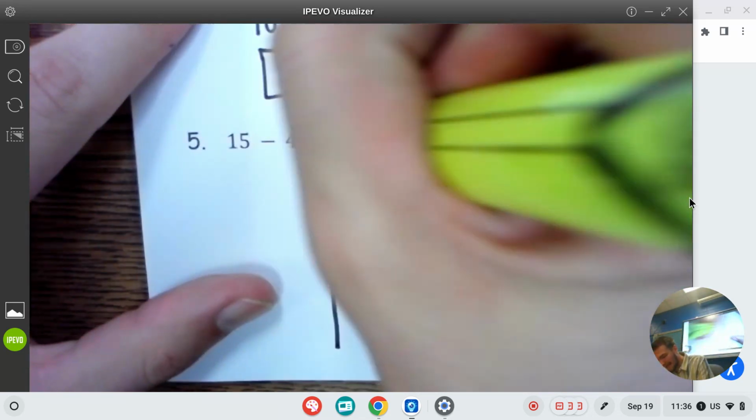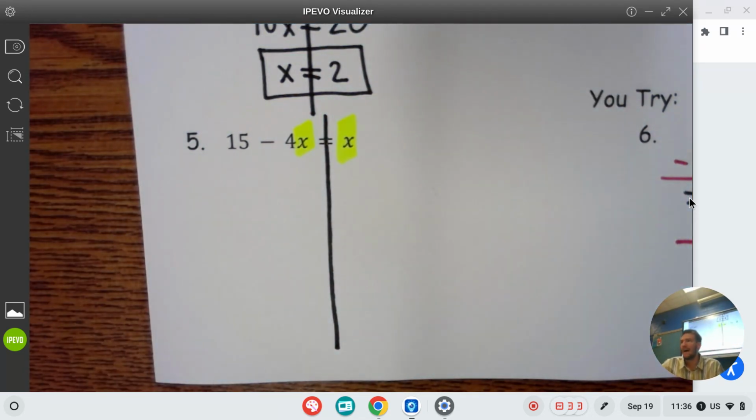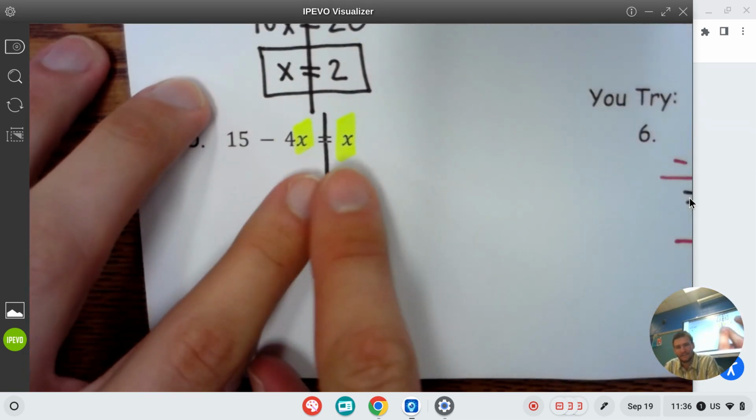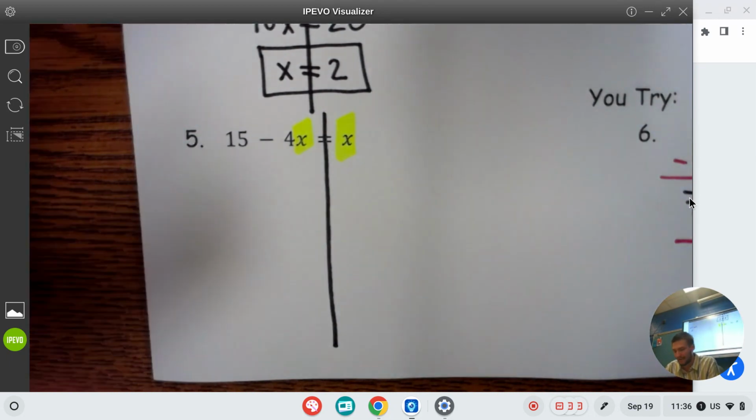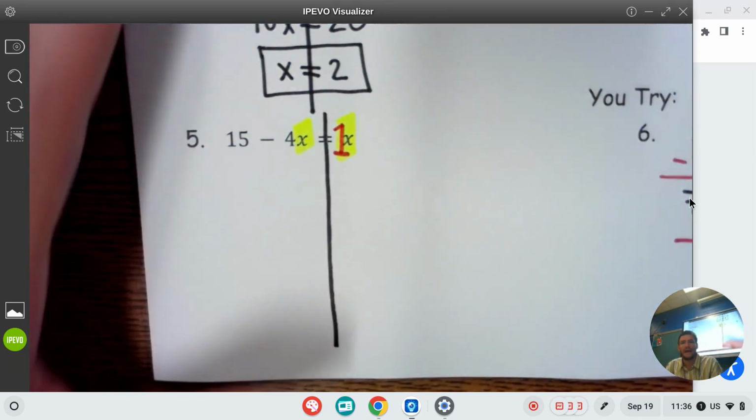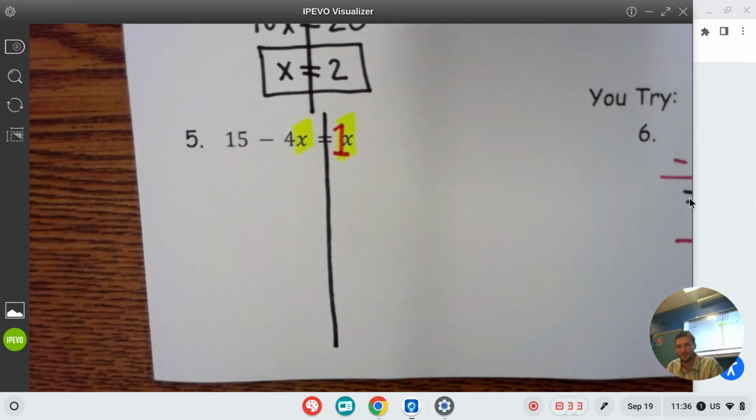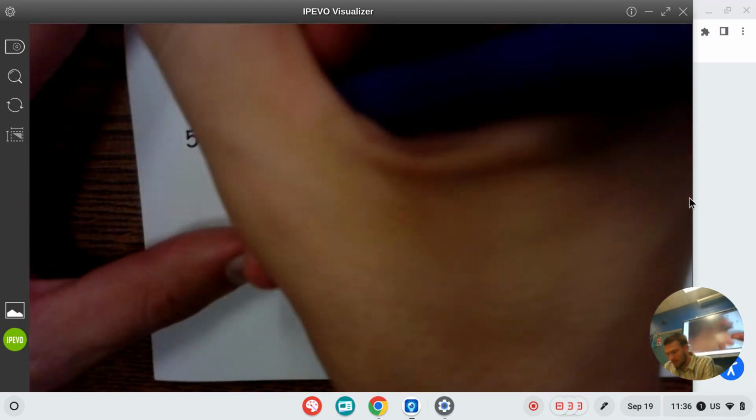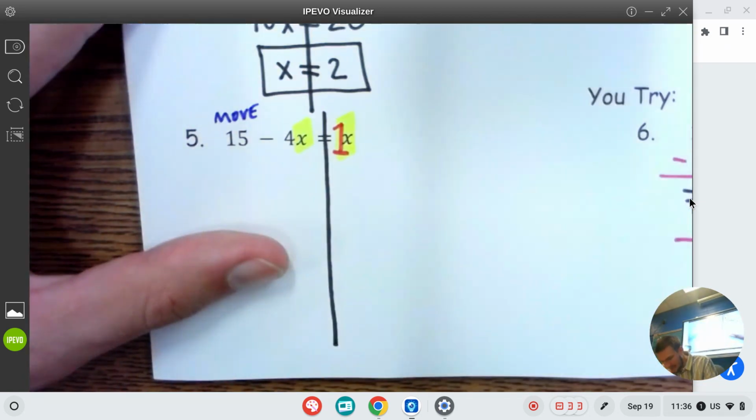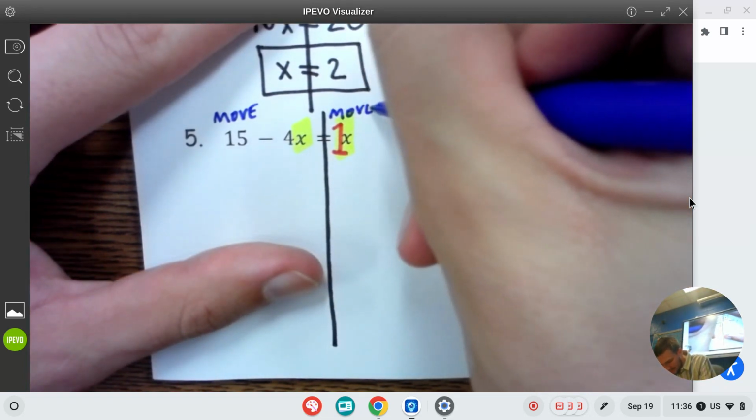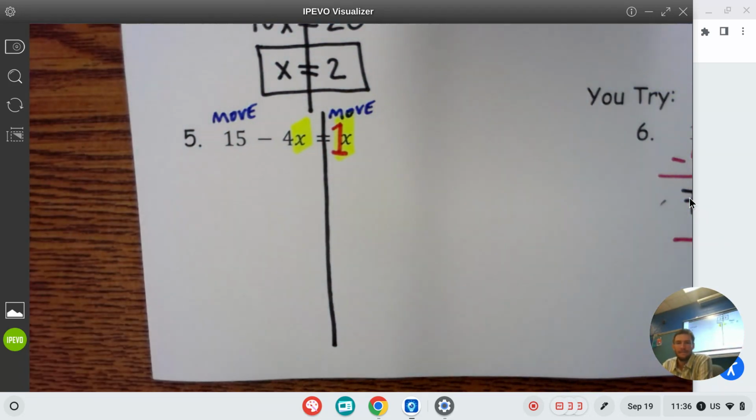For number 5, I see that we have x and x. Number 5 is back to the easy stuff. We only have 3 terms. We only have a 15, a -4x, and a single x. It's always a good idea to slap a 1 on that x before we need to move it around, so that keeps us straight. At this point, I see that there's 2 things that we want to move. We're going to want to move the 15, and we're going to want to move the 1x, okay? And I always recommend that you move the x's first.